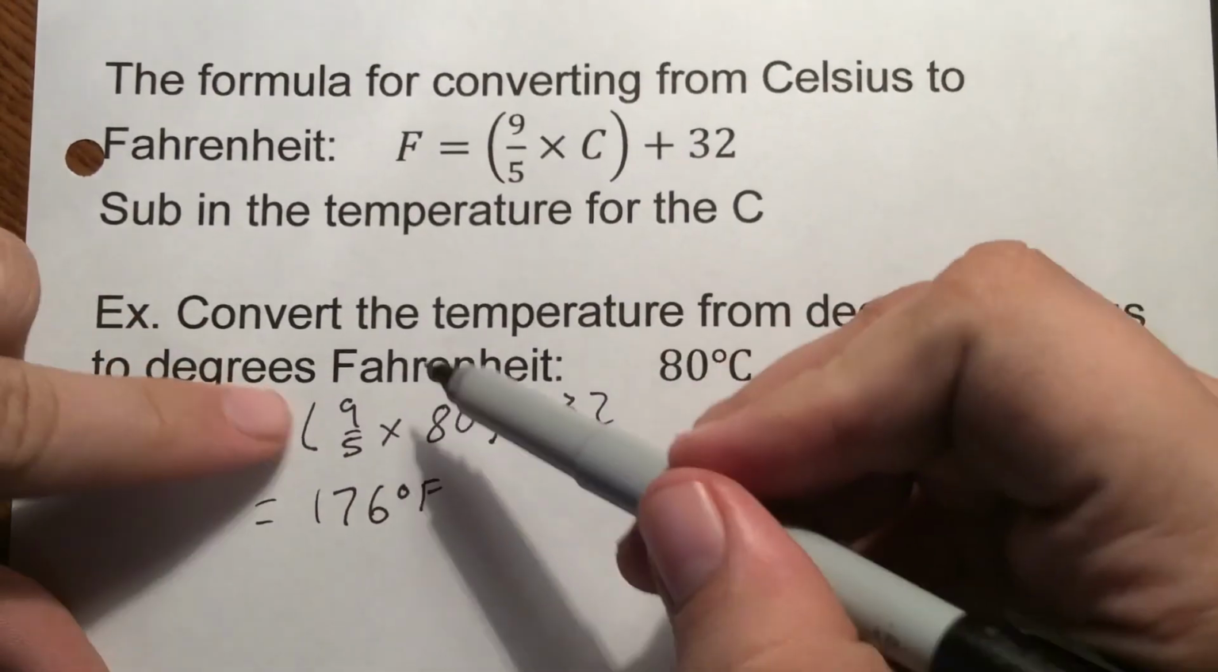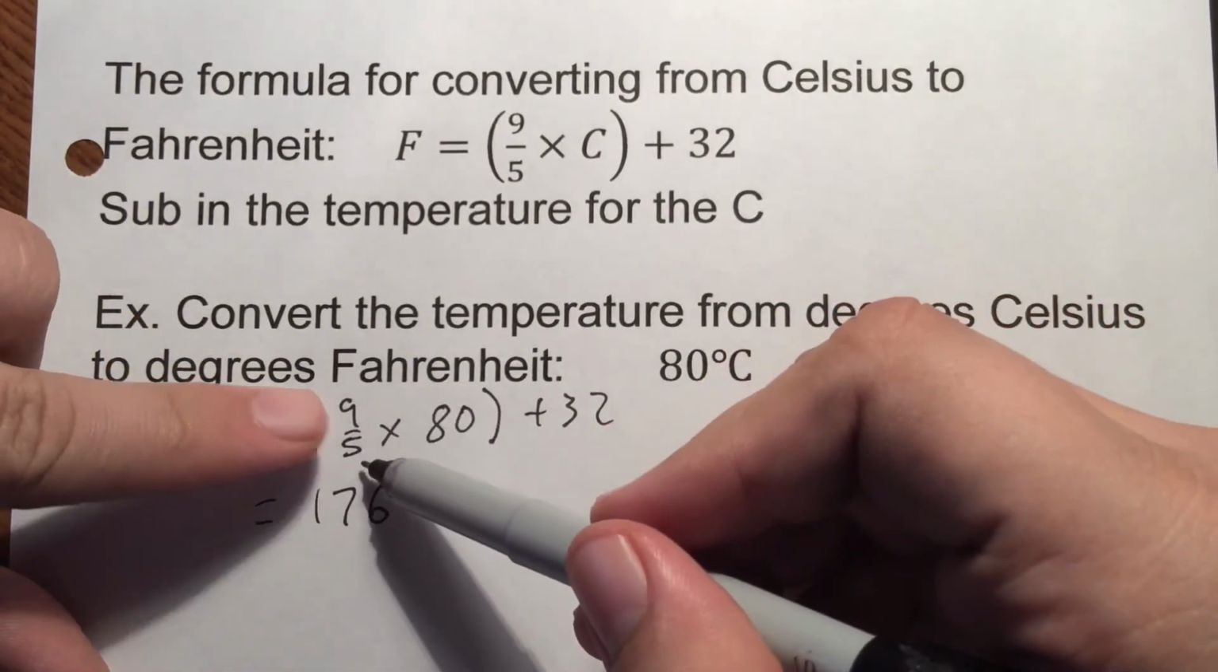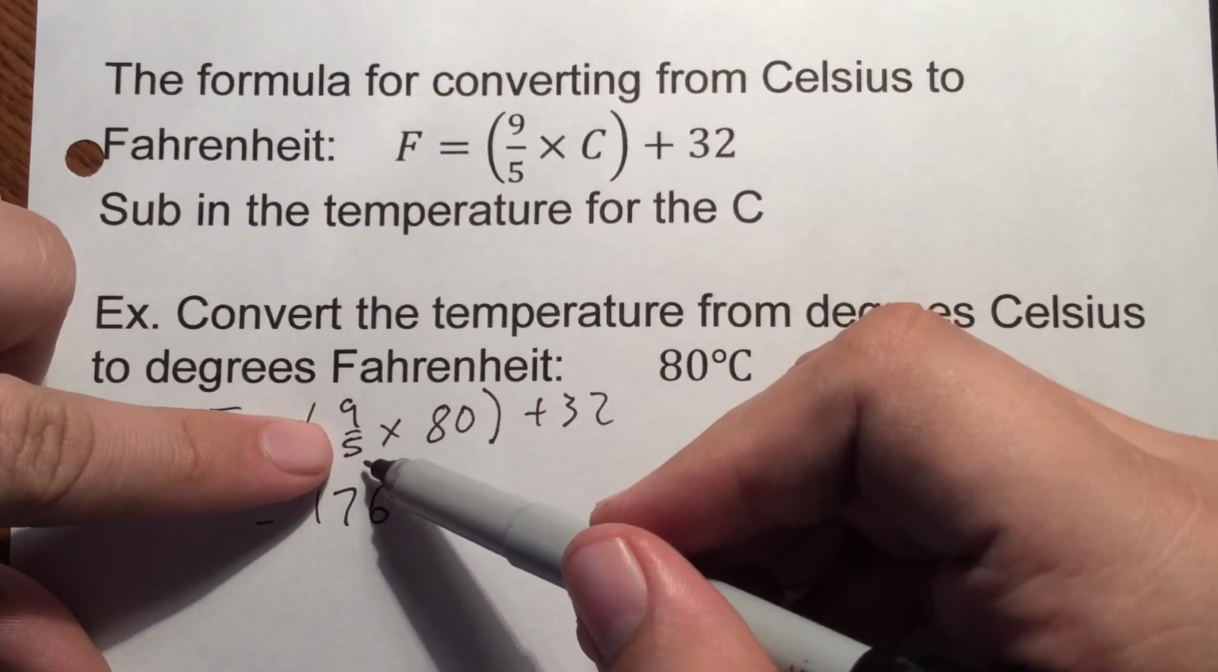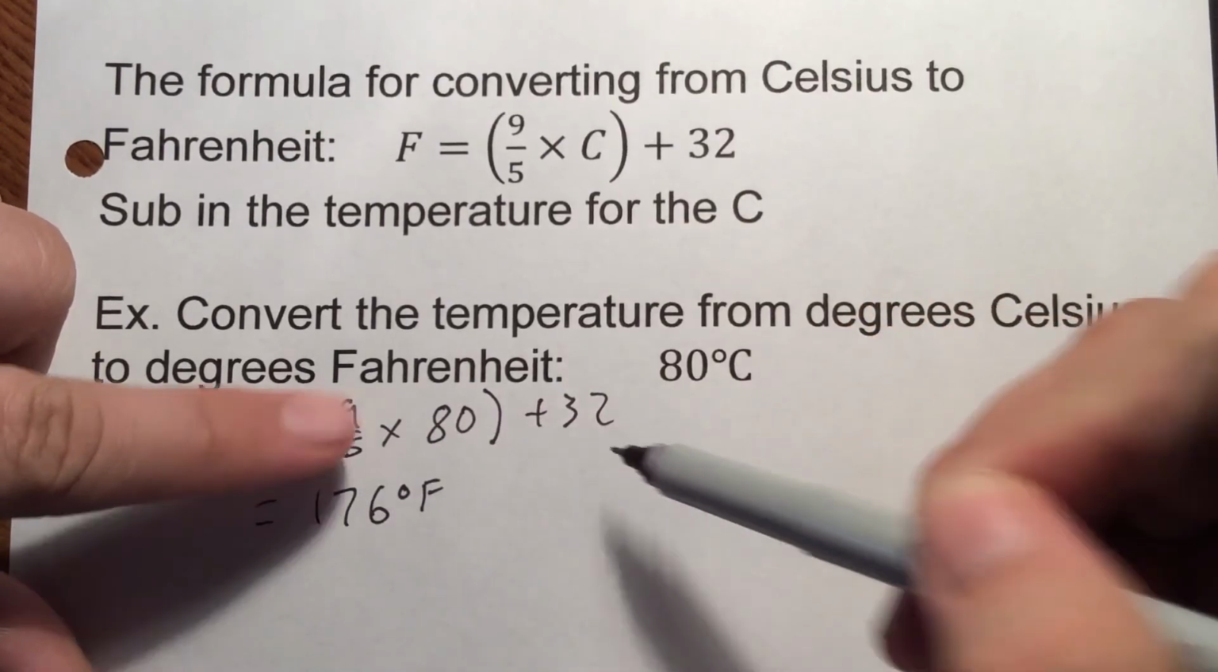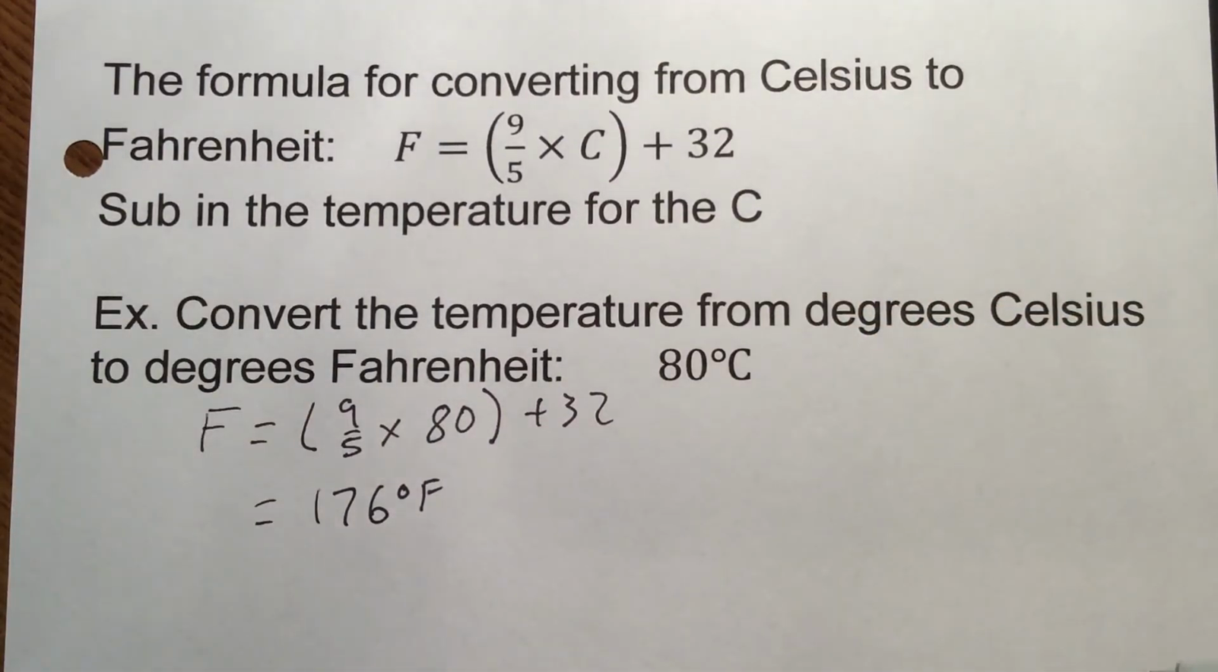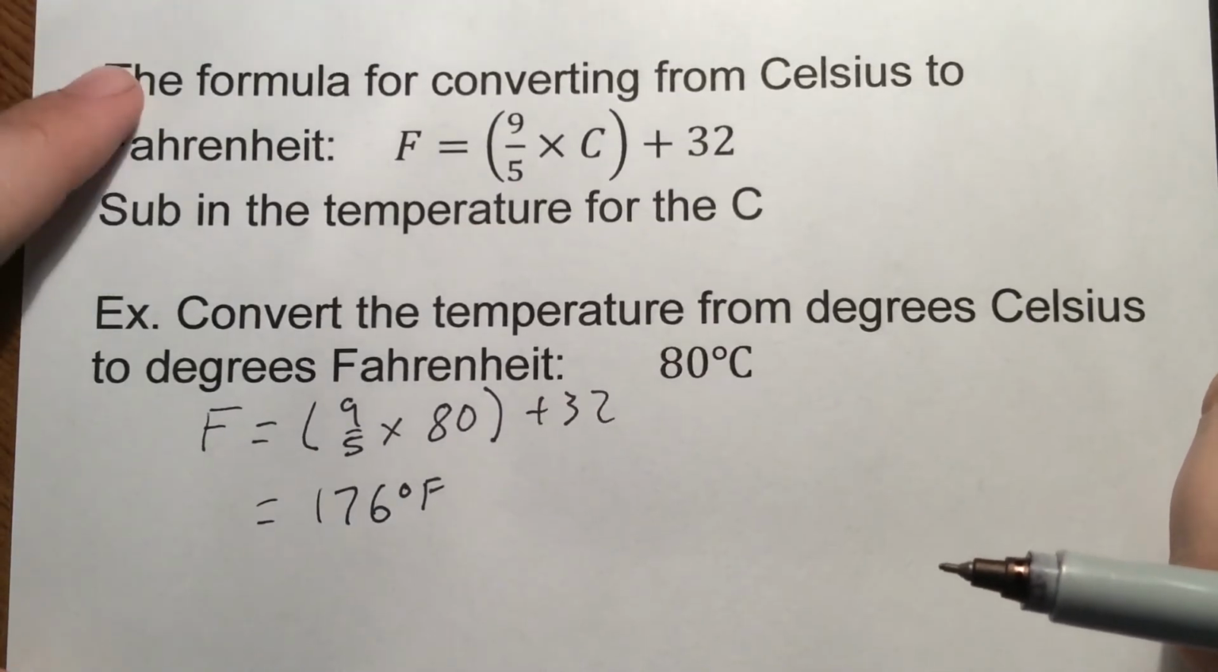So when you do this in your calculator, I would take 9 divided by 5. You're going to get a decimal. Take that times the 80, and then add your 32 to it. So that's how you're going to do it if you have a Celsius and change it over to Fahrenheit.